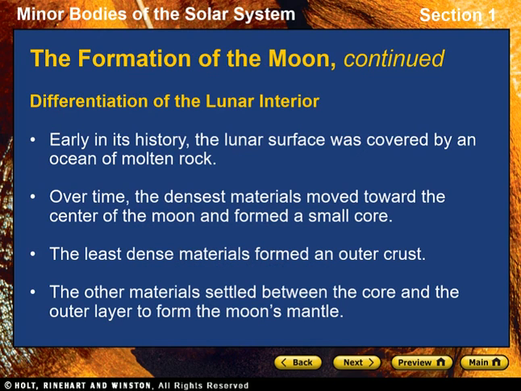Differentiation of the lunar interior. Early in its history, the lunar surface was covered by an ocean of molten rock. Over time, the densest materials moved toward the center of the moon and formed a small core. The least dense material formed the outer crust. The other materials settled between the core and the outer layer to form the moon's mantle.